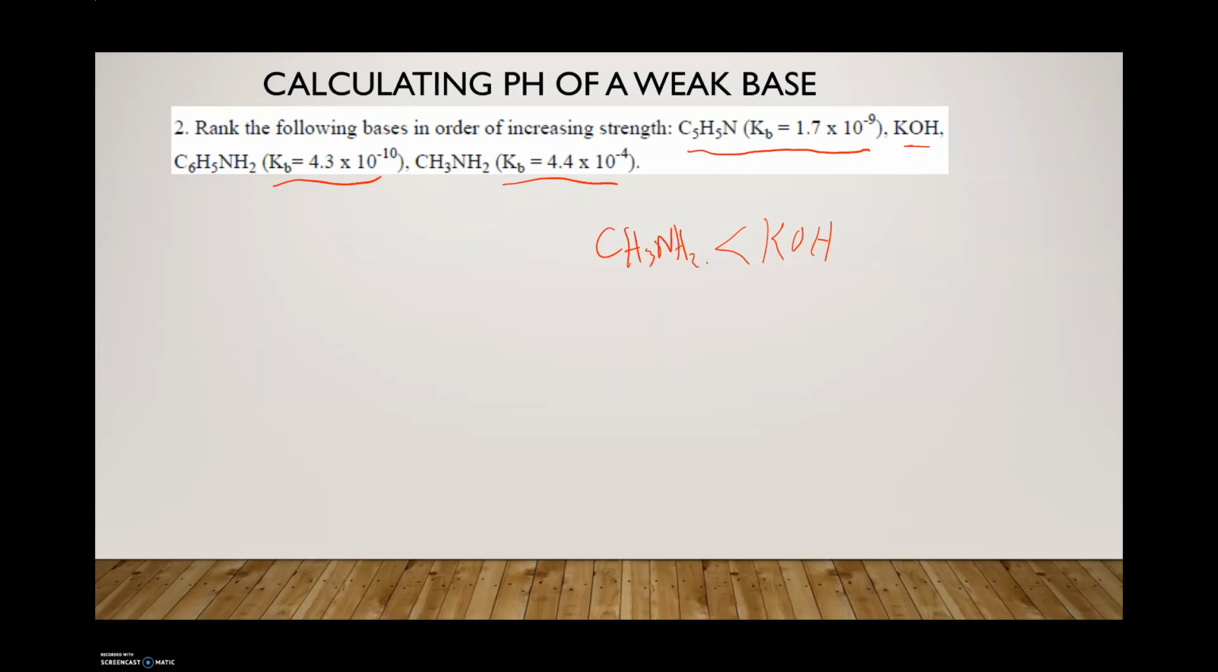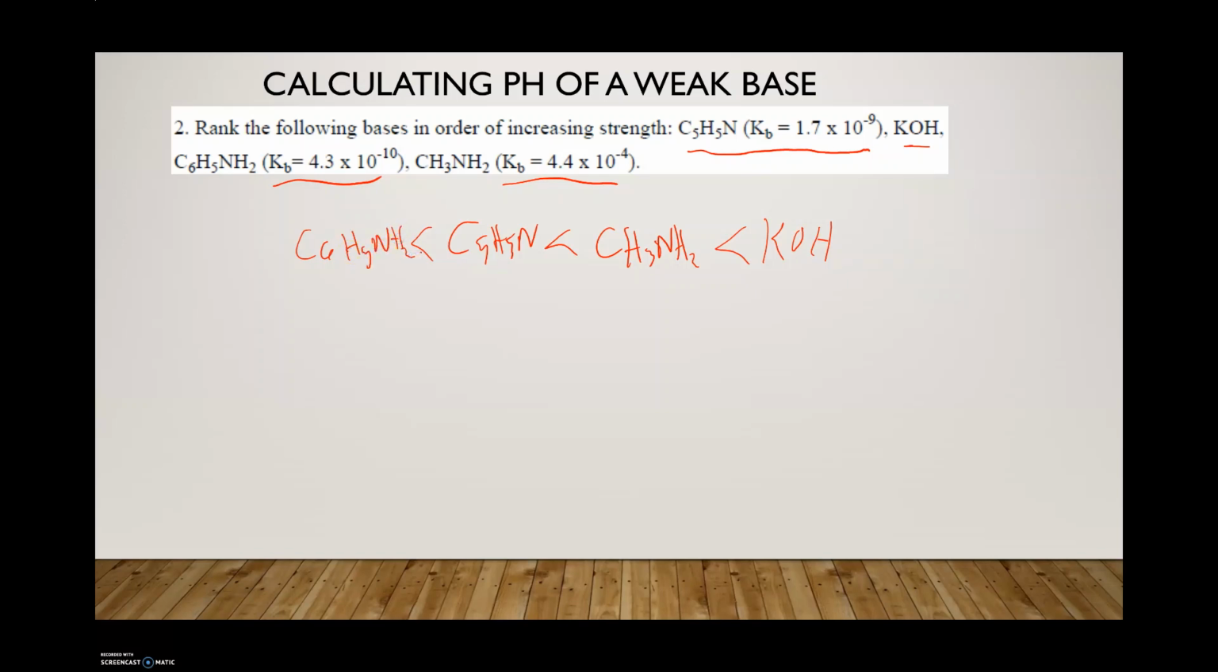Make sure you pay attention to the exponent. Don't look at the numbers in front; look at the exponent here. 10 to the negative 4 is much bigger than the other 2. What would be next in line? It'll be your C5H5N, because it's 10 to the negative 9th. And then the last one is going to be your C6H5NH2.